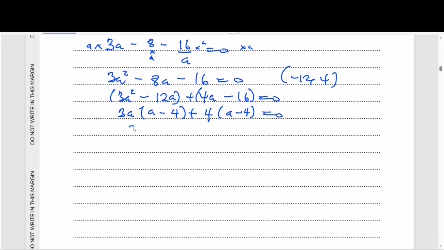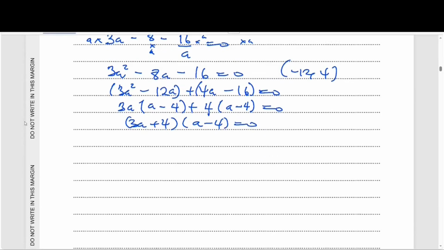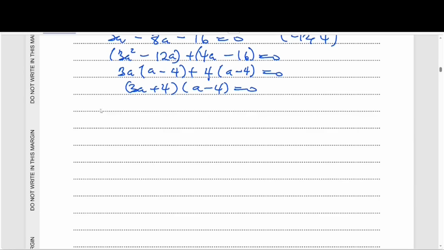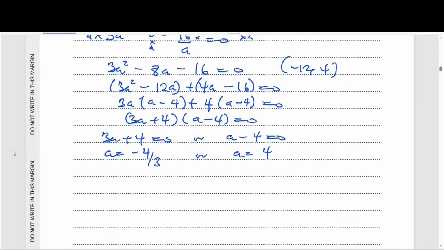So we have 3a plus 4 in one bracket, and then a minus 4 in the other bracket equal to 0. Then by the zero multiplication theorem, 3a plus 4 is equal to 0, or a minus 4 is equal to 0. Over here we solve and we get a is equal to negative 4 over 3, or we get a is equal to positive 4. However, we did the introduction of a, so we need to bring back our x.